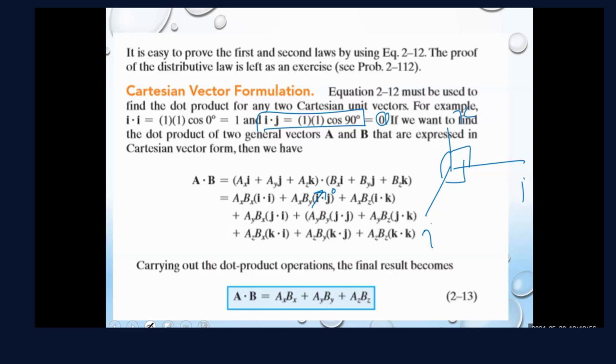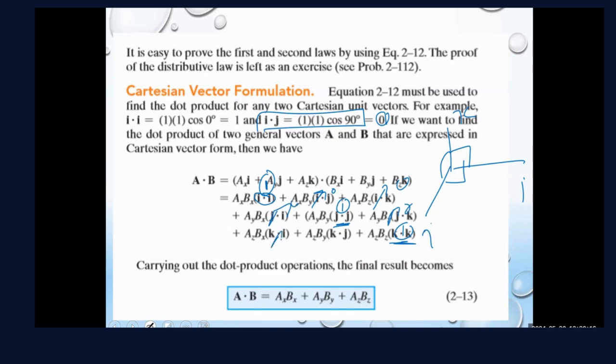But where I have the same vector, i dot i, this is cos 0. Cos 0 is 1, right? So when I plug in this value, this will become 1. When I plug in this value, it will become 1. When I plug in this value, it will become 1. The rest become 0.